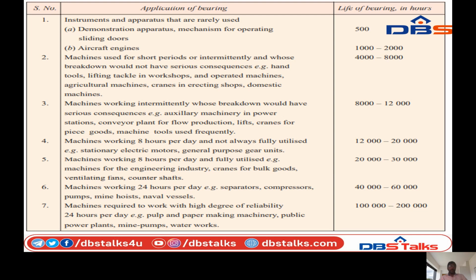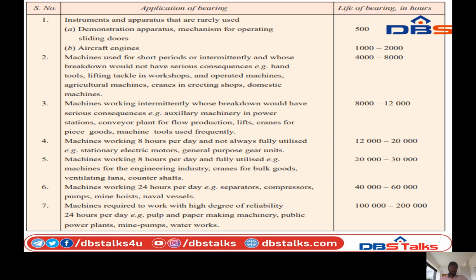Second one, machinery used for short periods or intermittently and whose breakdown would not have serious consequences. Examples: hand tools, lifting tackle in workshops, operating machinery, agricultural machinery, cranes in erecting shops, domestic machinery. In this case, the bearing life is 4,000 to 8,000 hours.